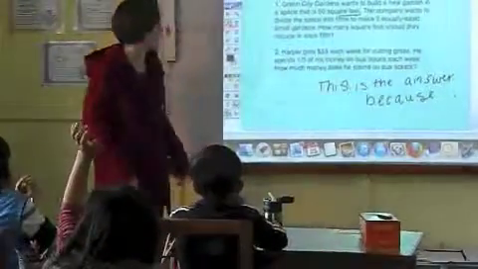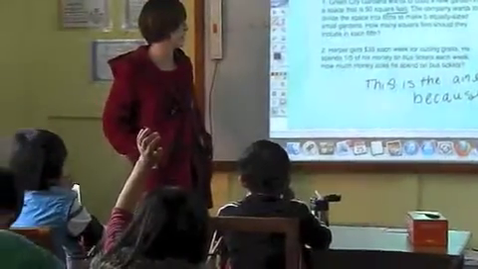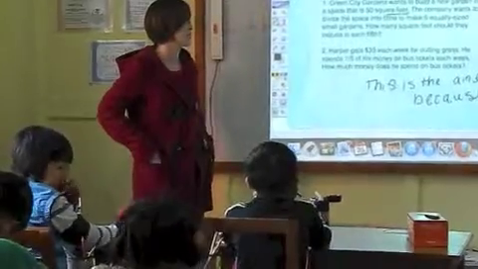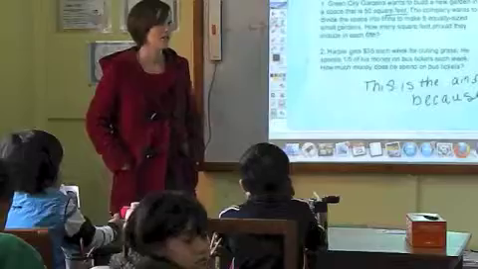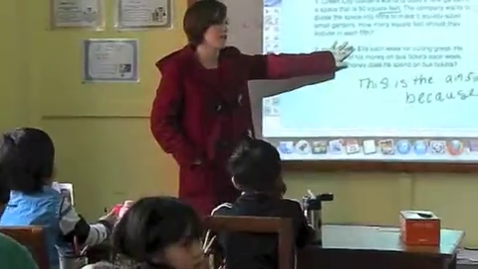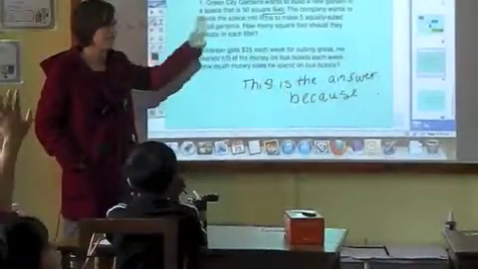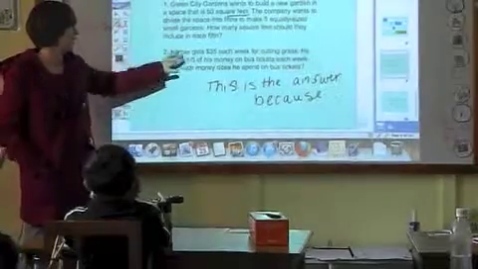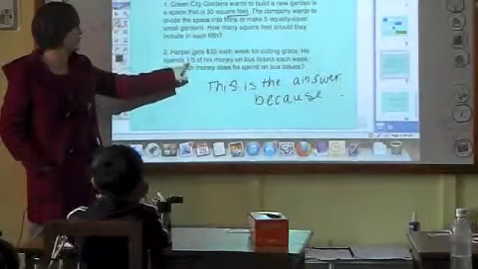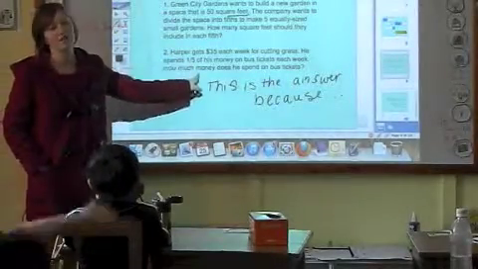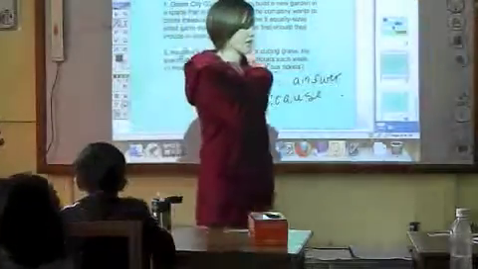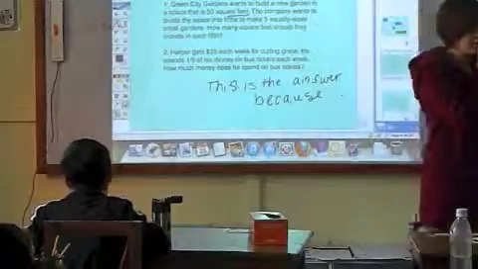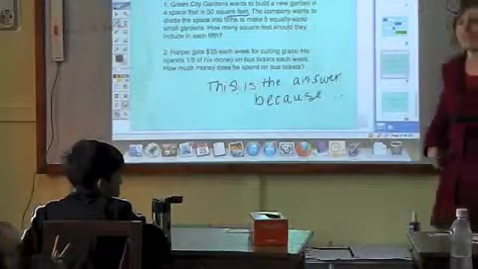Okay, the second one. Harper gets $35 each week for cutting grass. He spends 1/5 of his money on bus tickets. What is 1/5? It means this number broken into how many equal parts? 5. Okay, that will help you get this number, and then you have to answer the question. Don't tell the answer out loud. Write down what you think it is and why you think that's the answer.